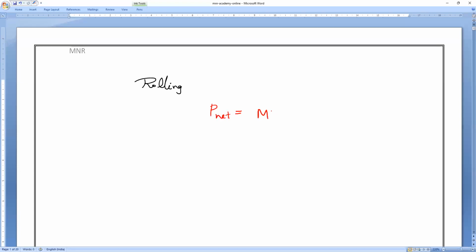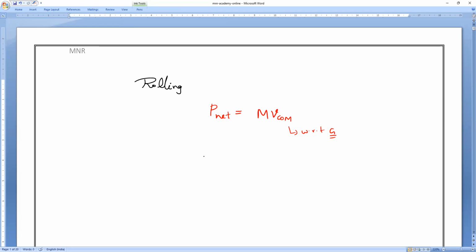Net momentum is equal to mass into velocity of center of mass with respect to what, guys? Velocity of a center of mass with respect to what, everybody? With respect to ground. So that is very important. Ground, or we can say platform.